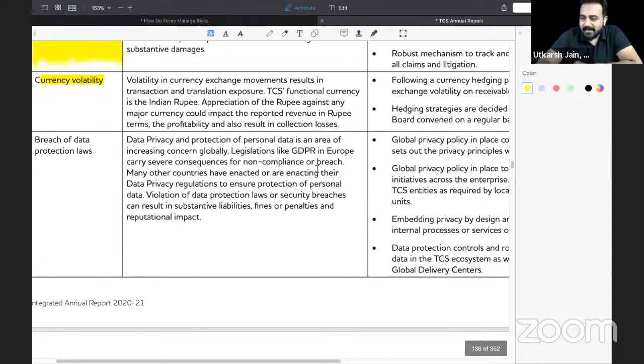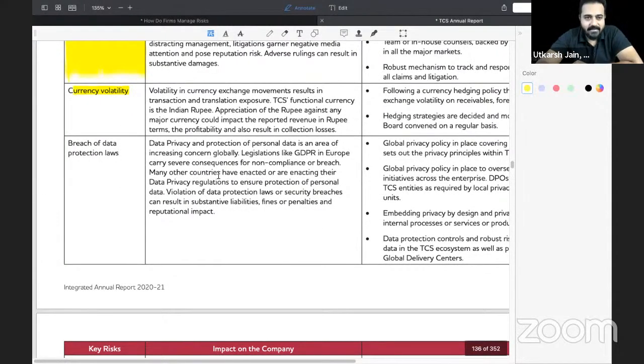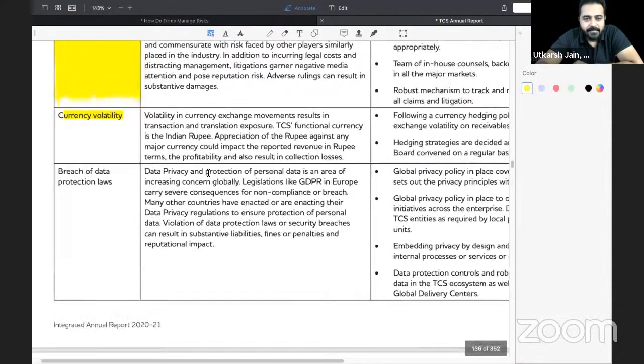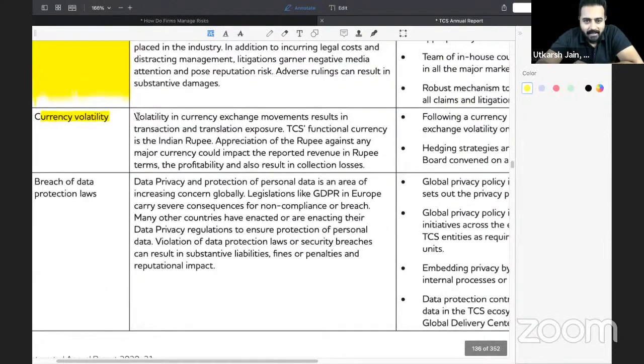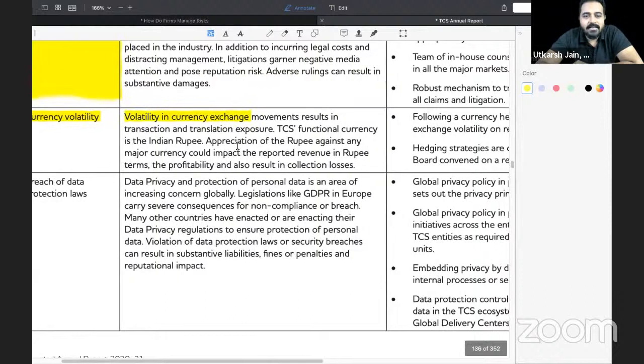So we're reading the currency risk of TCS. This is going to be interesting. Volatility in currency movement results in transaction and translation exposure both. What do you mean by transaction? Transaction means exports. What do you mean by translation? It means they might have a subsidiary in the US, so they have assets there. You need to convert those assets back to Indian rupee. So all those technicalities.